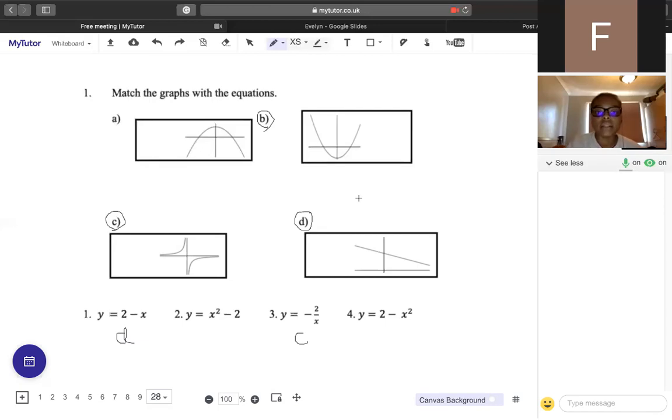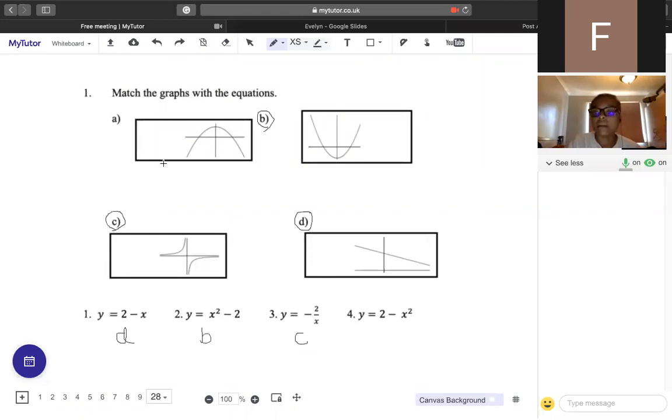So between the last two equations that we have, equation 2 and equation 4, we want to look for the one that has a positive x squared value. So all the other numbers in the equation don't really matter. It's only the x squared, whether that is positive or negative. So the only one here that is positive x squared is equation 2. So it's B. B is matched with equation 2.